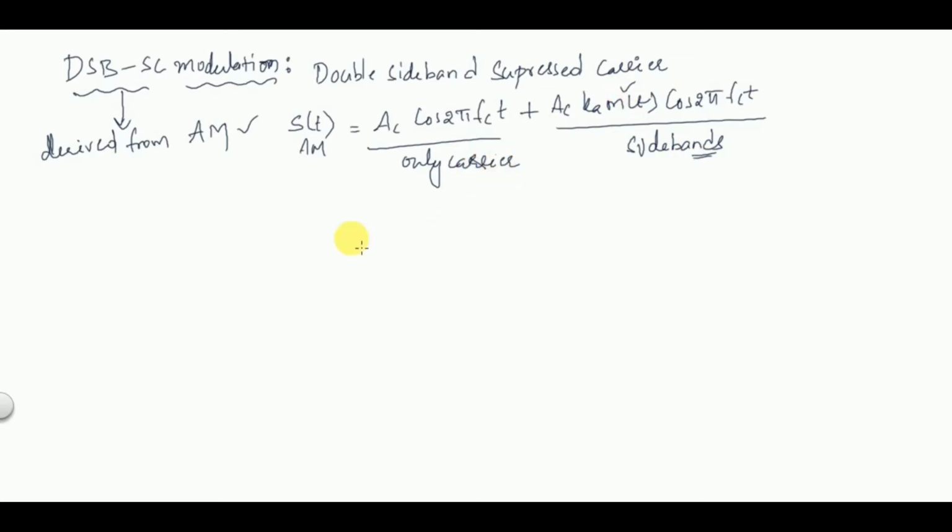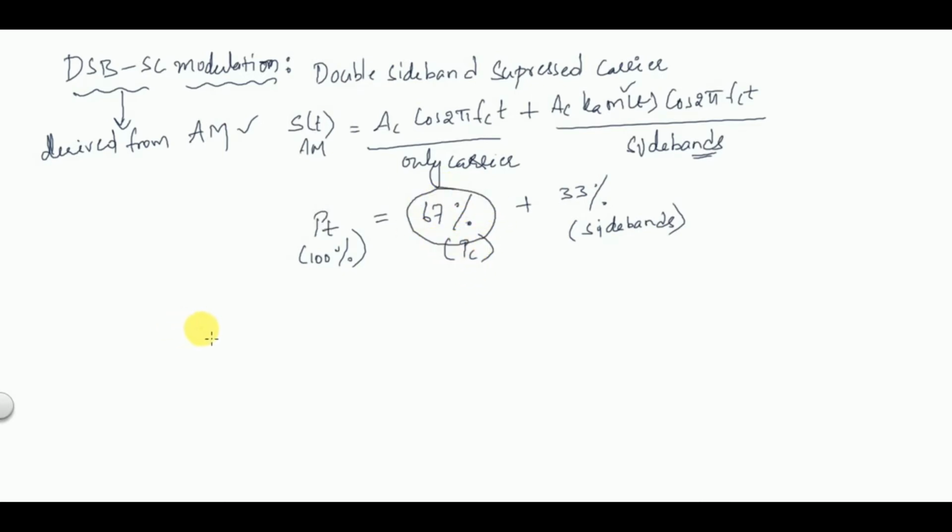So we have seen that out of 100% of the total power being transmitted, 67% is utilized for transmitting only carrier, which does not contain any information, and the remaining 33% is utilized in transmitting sidebands, which actually contain information. That means the power is going to be wasted. How much? 67% of the transmitted power is being wasted.